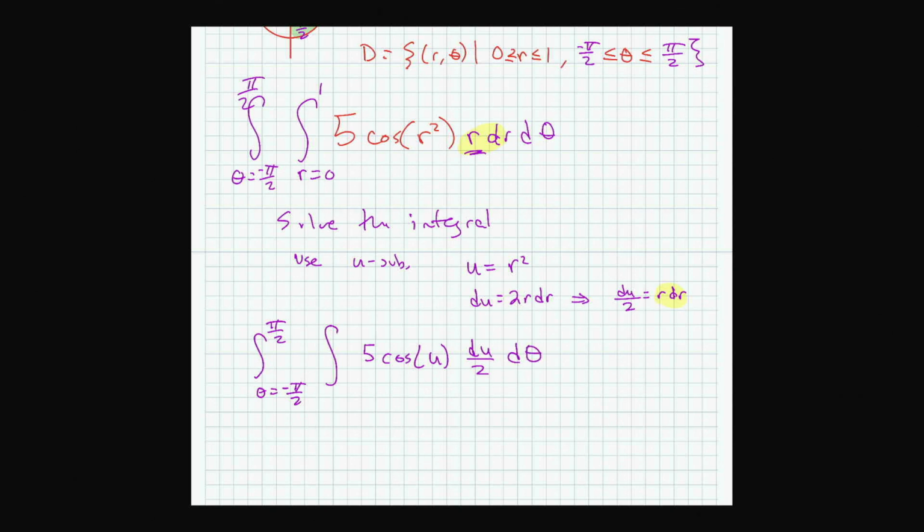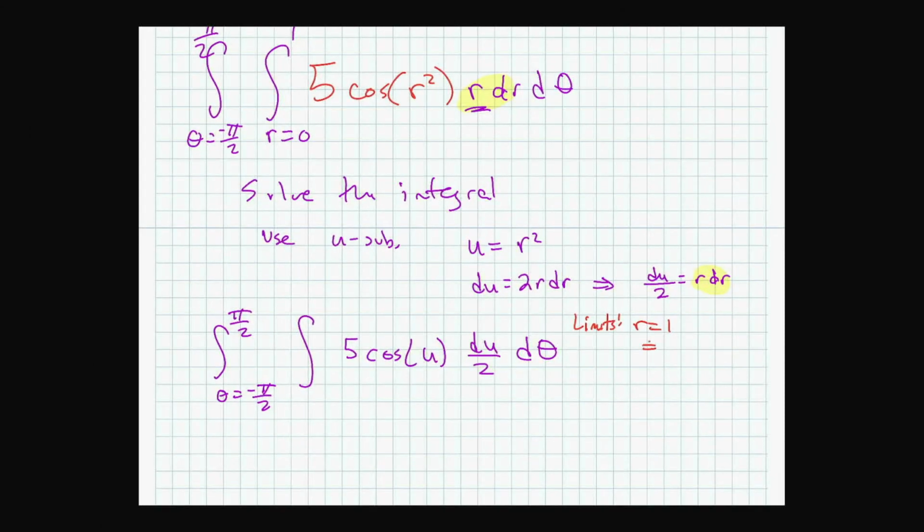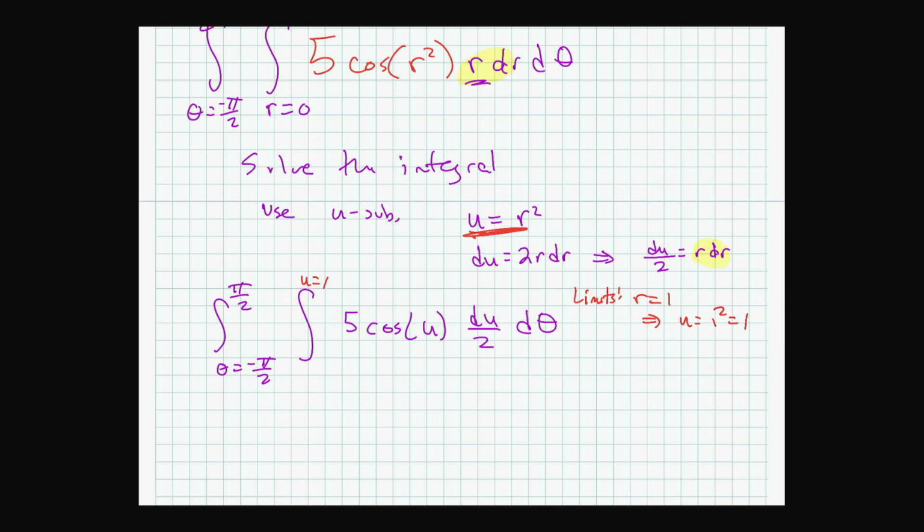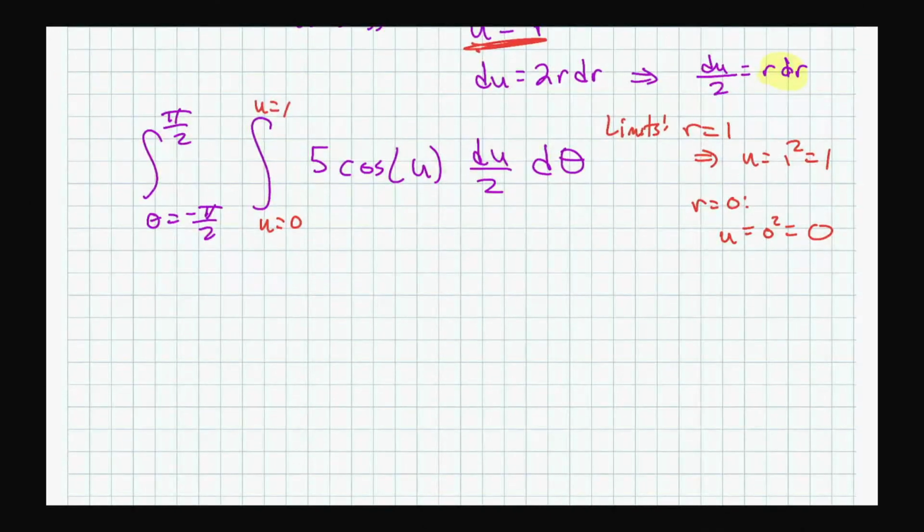Now, what about my limits, right? I like to translate my limits. My previous top limit was r equals 1. Plug r equals 1 into the u equation, and you get u equals 1 squared, which is 1. So u equals 1. And then your bottom limit was 0. So what about r equals 0? Well, u would be 0 squared, which is also 0. So u equals 0. If I use these, then I don't have to translate back to the original variable.